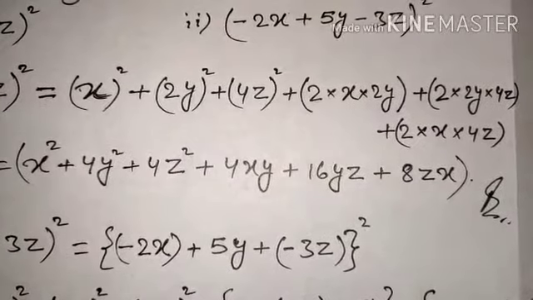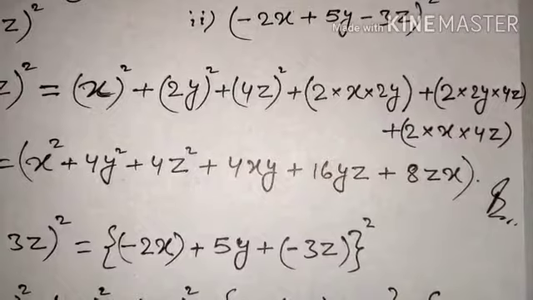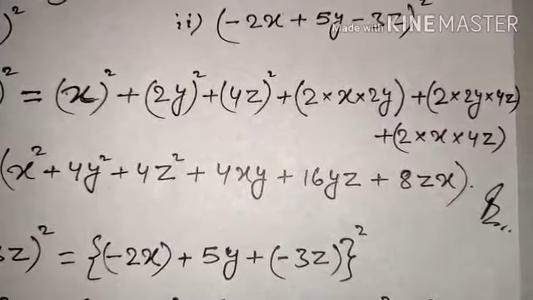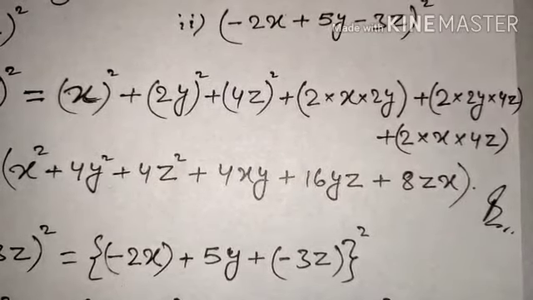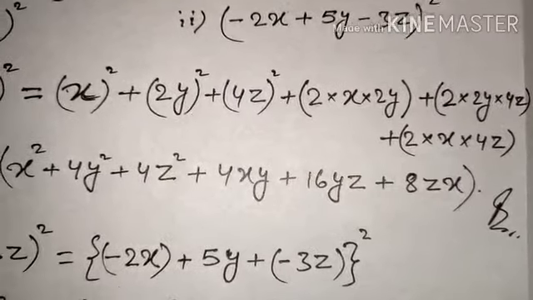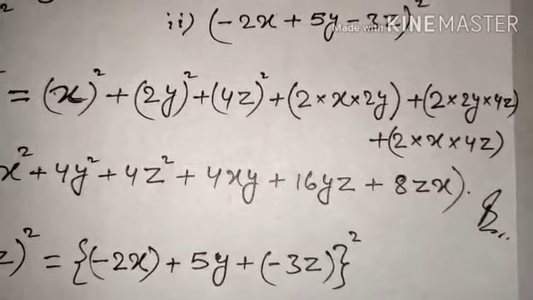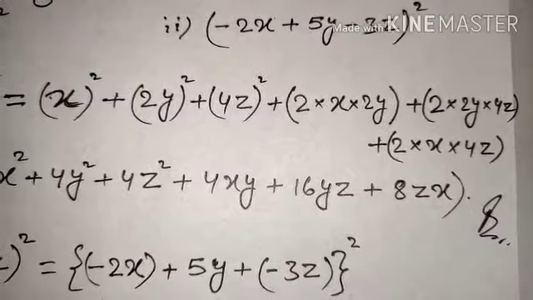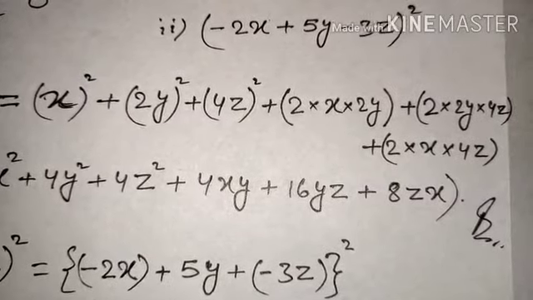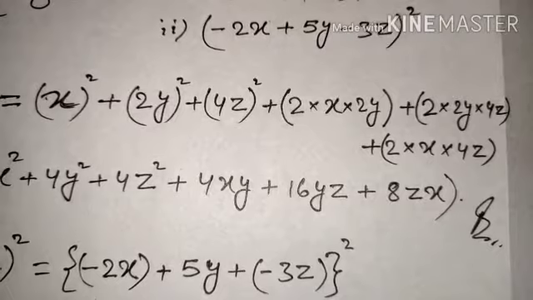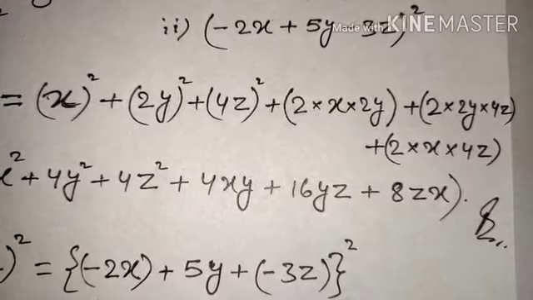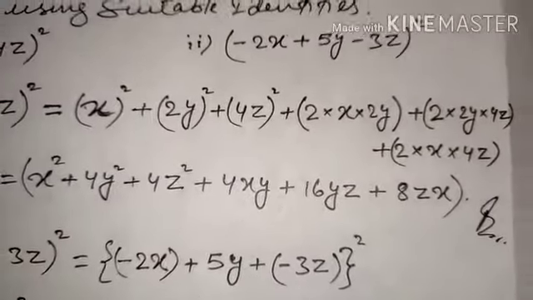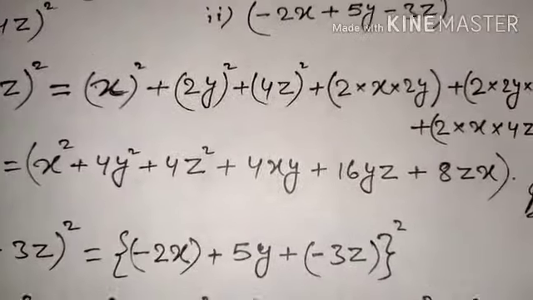So here are the steps. The first step I had taken: a square, that is x whole square, now 2y whole square, plus 4z whole square. Now 2 into ab, where the value of a is x and the value of b is 2y, plus 2bc, where the value of b is 2y and the value of c is 4z. So I substituted those values directly. Now 2ca, where the value of a is x and the value of c is 4z. Now after this step, we have substituted all the values in the identity. Now we can just do the calculation part.